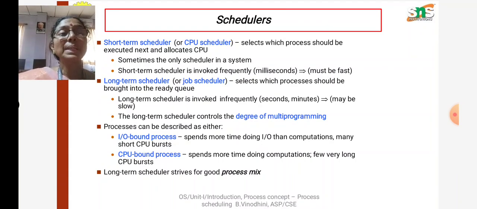I hope in this video we now know what process scheduling is, what activities are done in scheduling, what the different types of queues are, and how the queues are maintained by the scheduler.